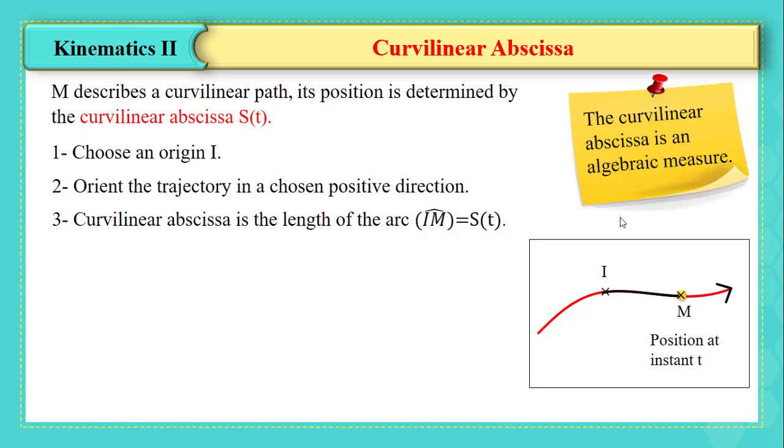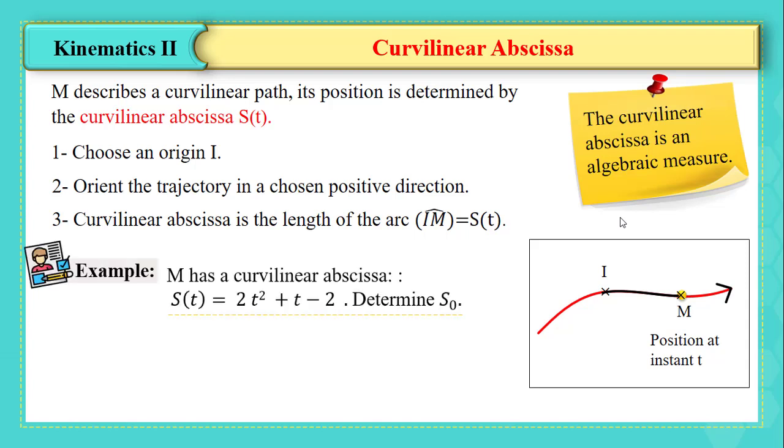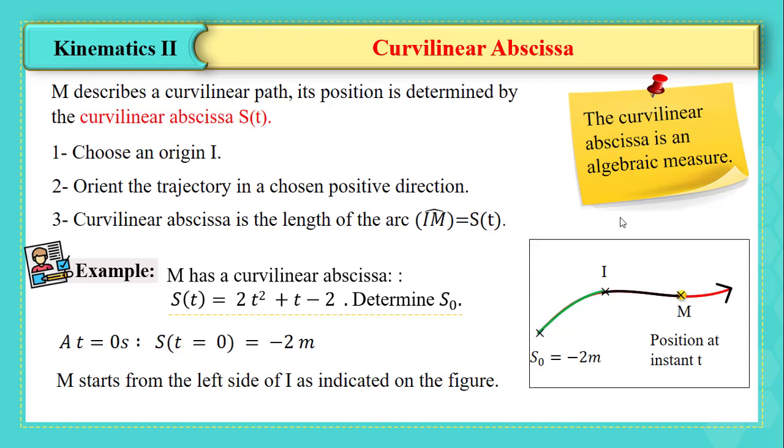Pay attention that the curvilinear abscissa is an algebraic measure. For example, if M has a curvilinear abscissa S of t equal to 2t squared plus t minus 2, to determine M at time 0, we have to substitute t equal to 0 in the expression of S of t, and that will give minus 2 meters. M starts from the left side of I as indicated on the figure.